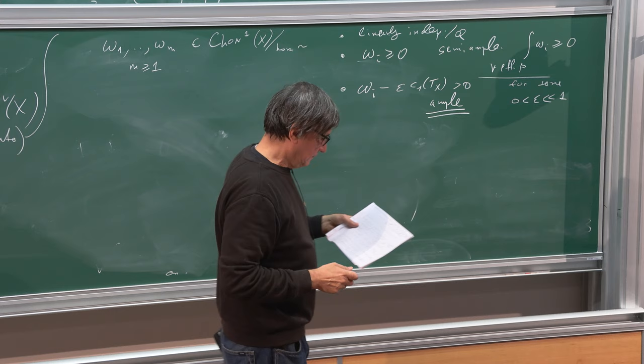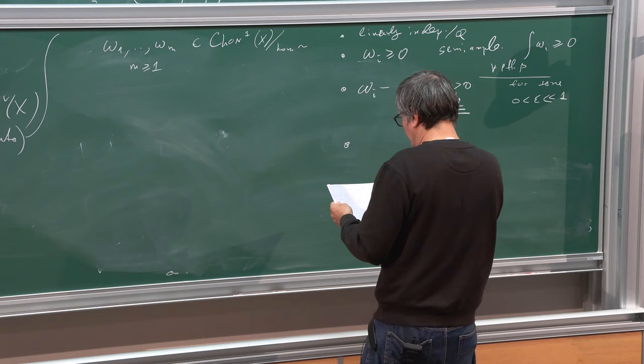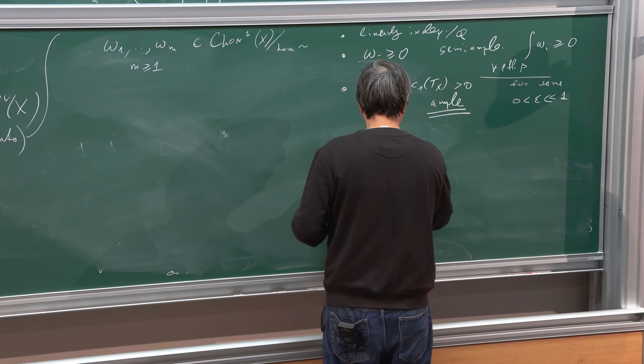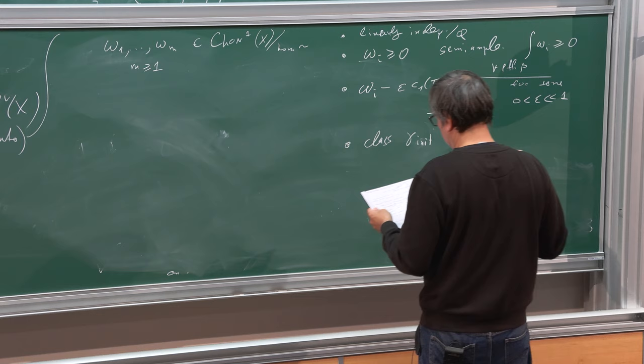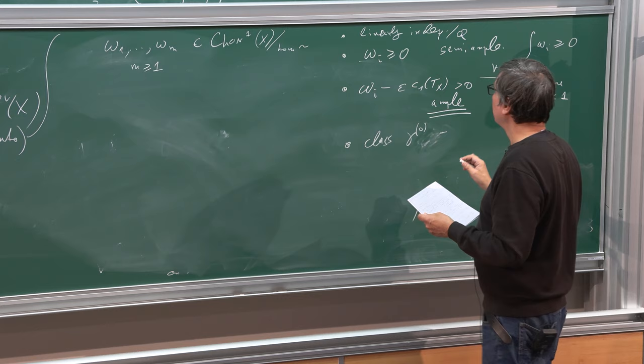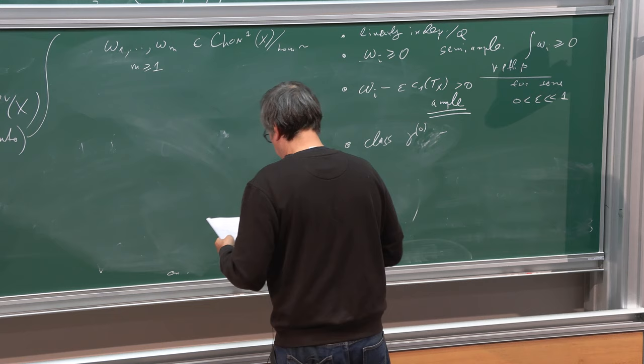And the third thing will be a certain class, what's called gamma initial, maybe gamma zero. Sorry Maxim, is it supposed to be minus epsilon? Minus epsilon, yes. The sign is very important.